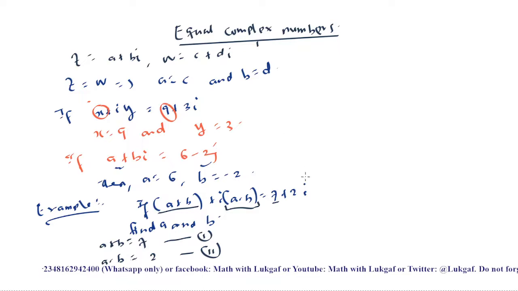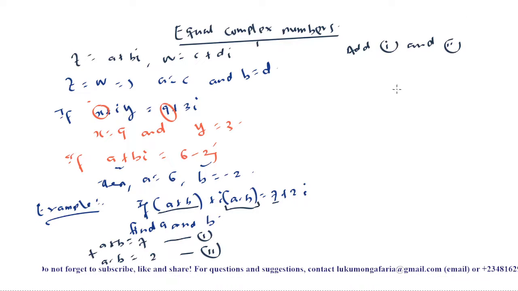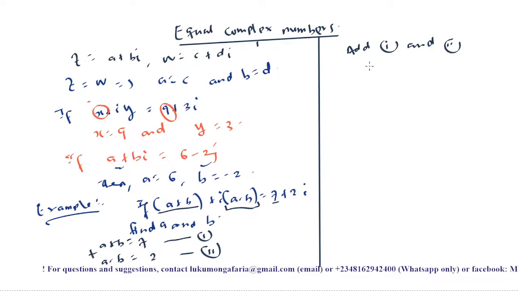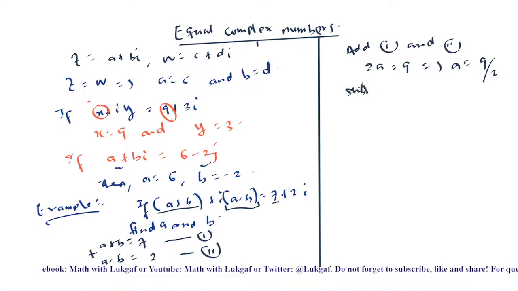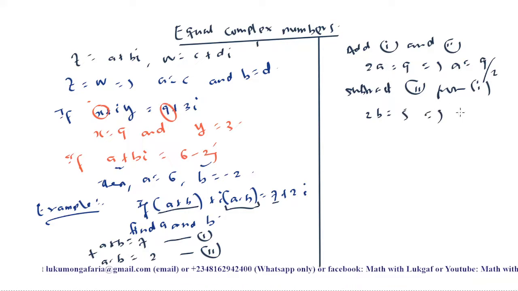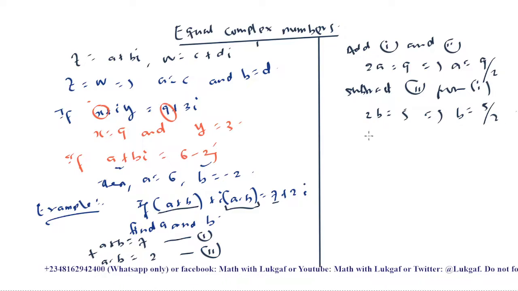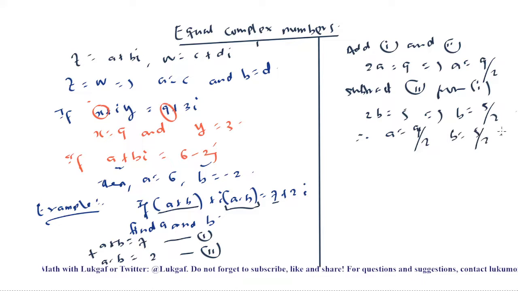If you solve simultaneously, let's say I add equations 1 and 2 together, then I'm going to have 2a, b minus b gives 0, is equal to 9. This implies that a is equal to 9 divided by 2. Likewise, if you subtract equation 2 from 1, then a minus a is 0, and b minus b gives 2b, and 7 minus 2 gives 5. That implies that b is equal to 5 divided by 2. So you can conclude that a is equal to 9 over 2 and b is equal to 5 over 2. You understand now?